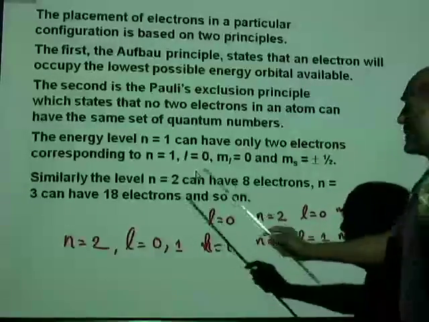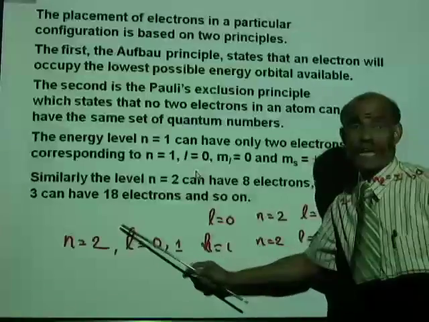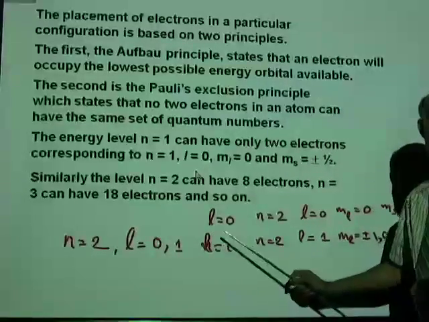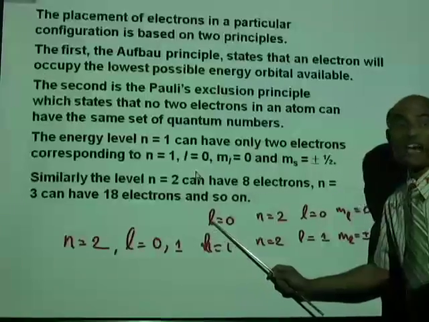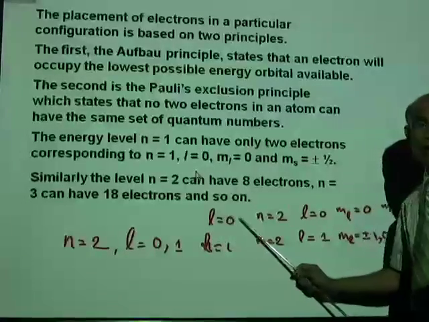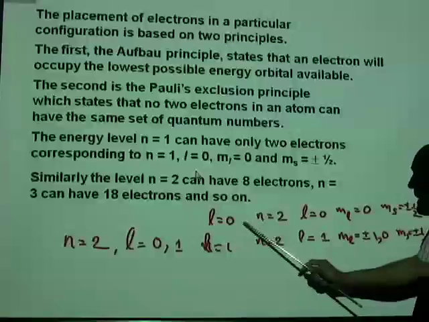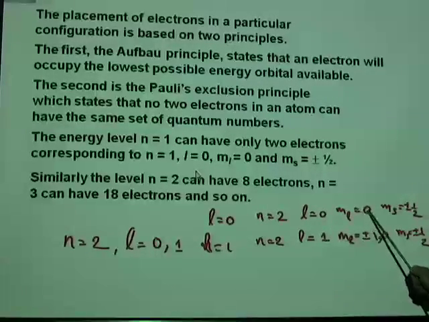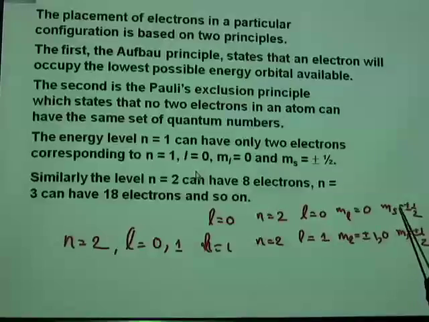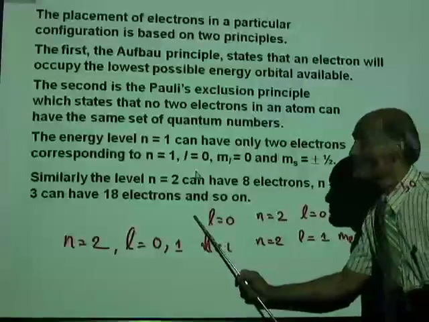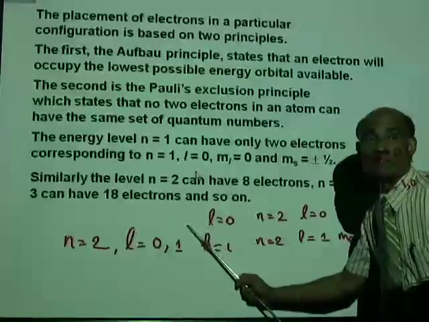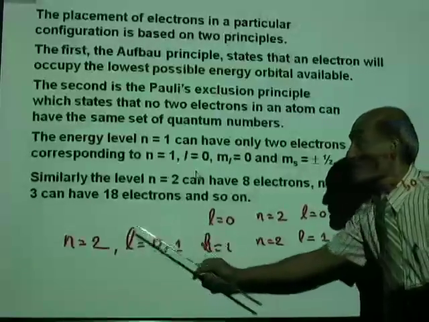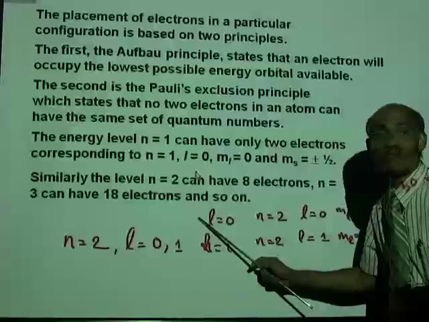Now look at this. n equal to 2 can have two L values, L equal to 0 and L equal to 1. L equal to 0 is the S subshell. And S subshell can have n equal to 2, L equal to 0, ML equal to 0, MS equal to plus or minus 1/2. That means there are two electrons in here. In the S subshell for n equal to 2, there can be two electrons.